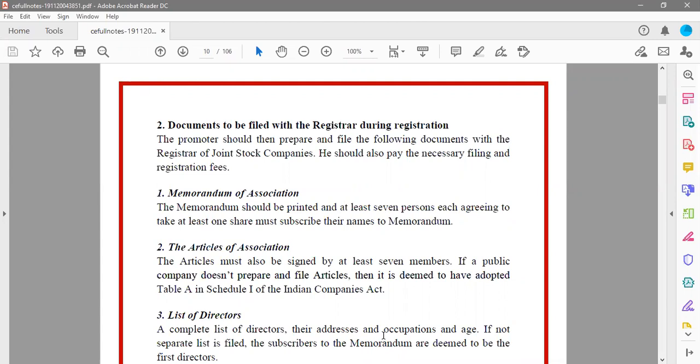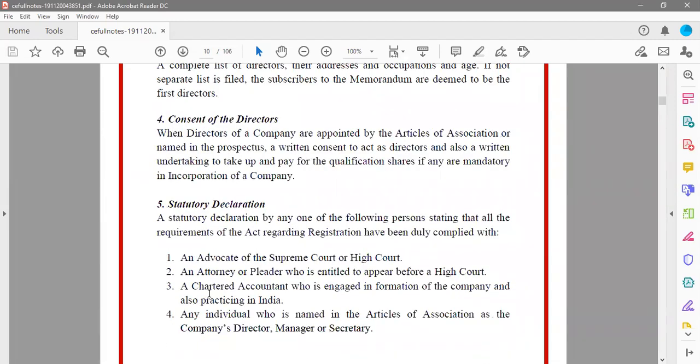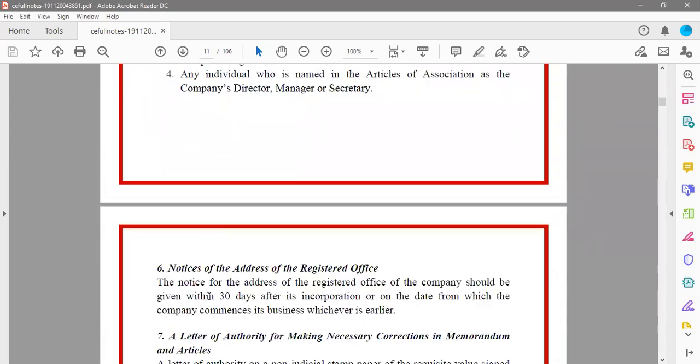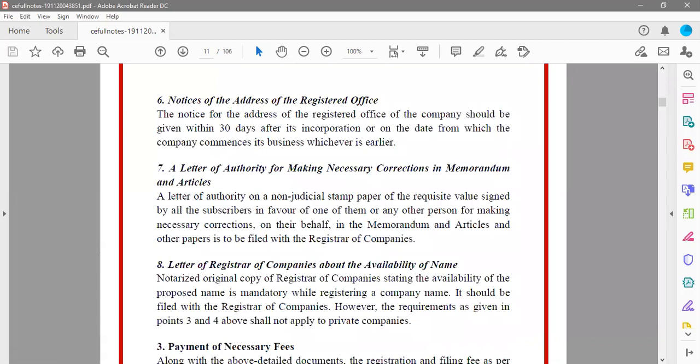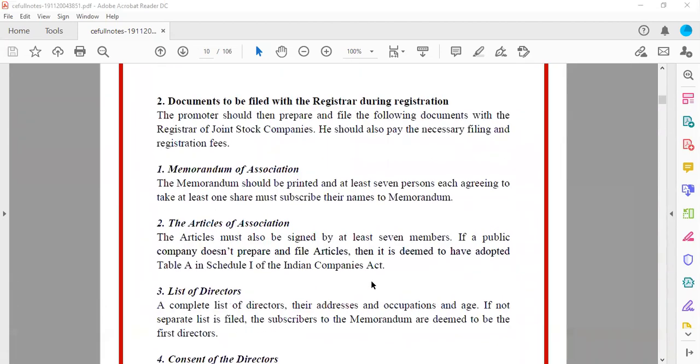Now, once that is done, what are the other documents? MOA, AOA, and list of directors. These are the documents. Then continued with consent of the directors, statutory declaration. We will see what that is. Then notice of address of registered office. Where are we starting the office, that we have to give. A letter of authority for making necessary conditions in memorandum and articles. Letter of registrar of companies about the availability of name. Lastly, the list that they had provided, that also we will give back.